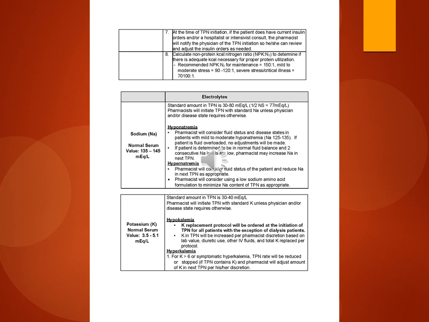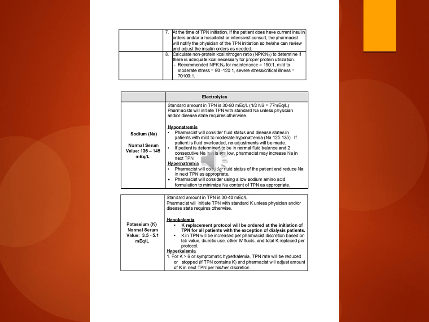Hyponatremia. Pharmacist will consider fluid status and disease states in patients with mild to moderate hyponatremia, Na 125 to 135. If patient is fluid overloaded, no adjustments will be made. If patient is determined to be in normal fluid balance and 2 consecutive Na levels are low, pharmacist may increase Na in next TPN. Hypernatremia. Pharmacist will consider fluid status of the patient and reduce Na in next TPN as appropriate. Pharmacist will consider using a low-sodium amino acid formulation to minimize Na content of TPN as appropriate.